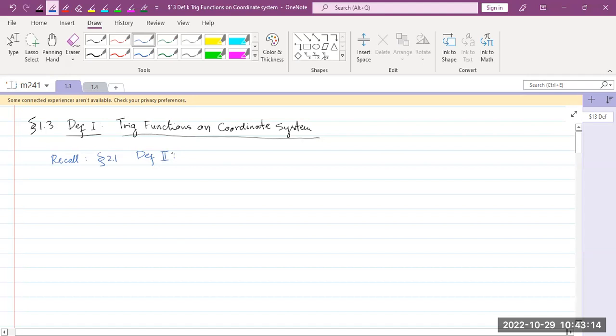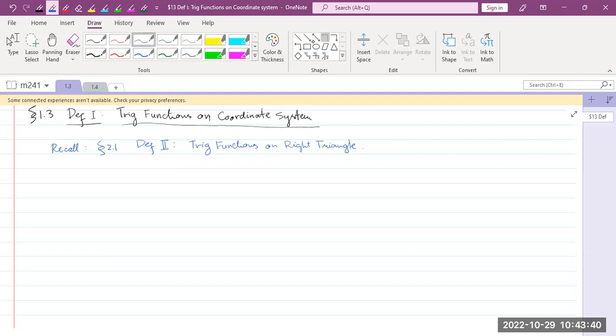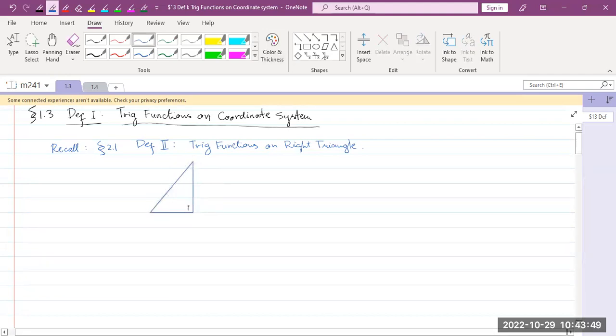The way I think is I'd rather start from definition 2, which is trig functions on right triangle. Let's review what it says. Suppose we have a right triangle ABC with the right angle at C. The following naming applies to actually all math classes. The opposite side of angle A is lowercase a, the opposite side of angle B is lowercase b, and the opposite side of angle C is lowercase c. That's the naming.